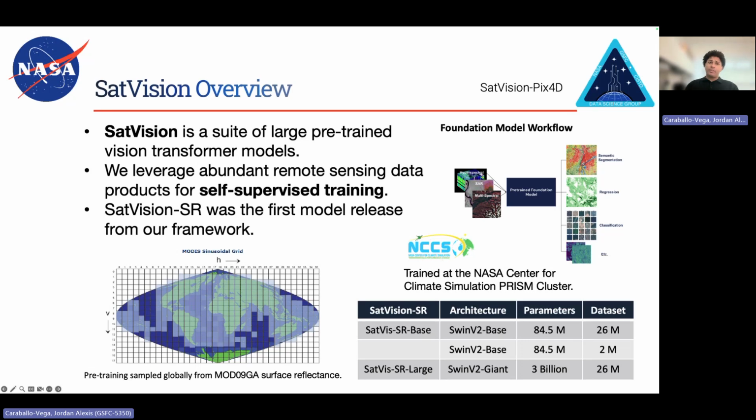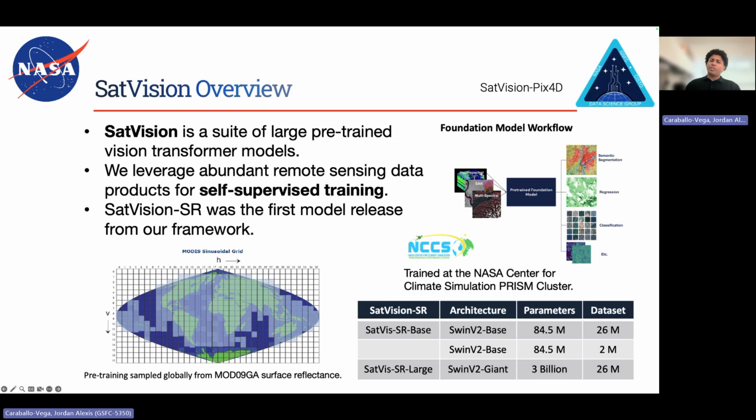The first product was SatVision SR, which is basically a pre-trained Swin V2 model using MIM as the reconstruction and learning process or framework, using MODIS data from the surface reflectance data set. How this started was we basically sampled across the globe different types of data sets. And the question that we had was, okay, well, how far can we go? What is the good balance between the number of parameters that we need for a model, but then also the number of chips, or images, that we need for pre-training our models?